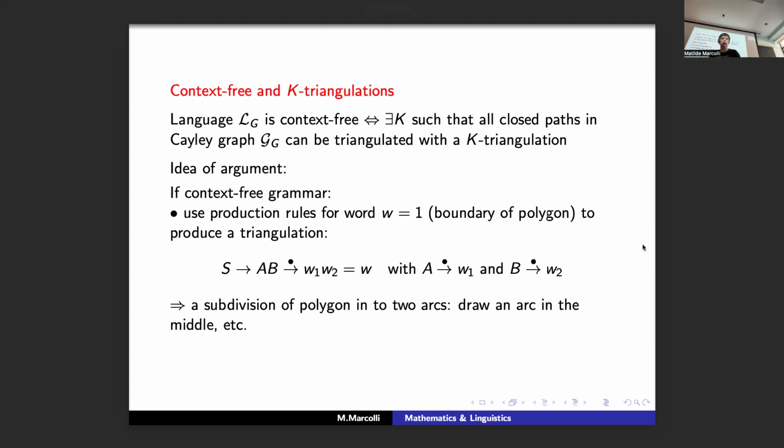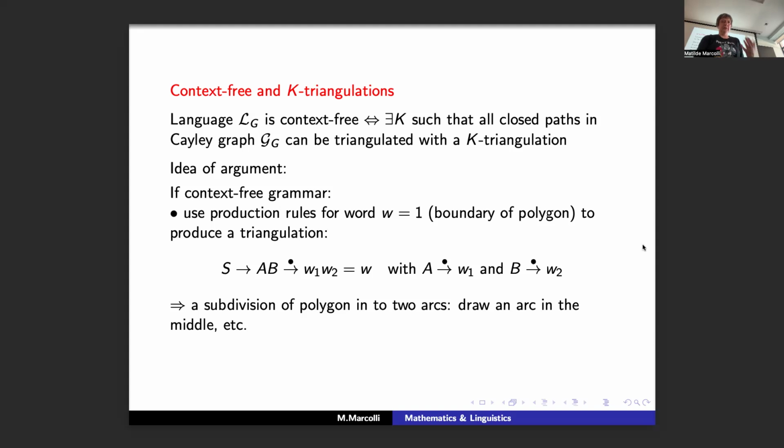And so the way to do this is to say, okay, let's suppose that I start with a language that I know is context-free. So you want to show that indeed you can triangulate all of these polygons in the Cayley graph with a certain bounded length. And you can think of every production rule in your language as describing a way of subdividing a polygon, because you subdivide a certain word into a number of chunks, which are the intermediate steps of your derivations of the word in the language.